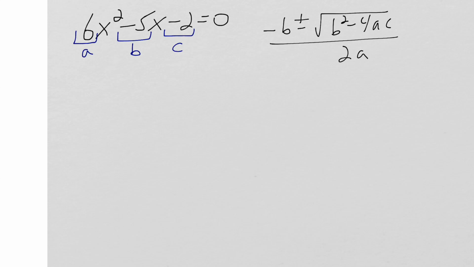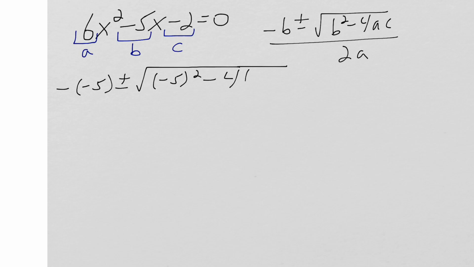We get the negative of b, which would actually be the negative of a negative 5. That's going to turn into a positive in a minute. Plus or minus the square root of b squared, which would be the negative 5 squared. And then minus 4 times a, which is 6, times c, which is negative 2. Keep making that radical bigger. And that's all over 2 times a, or 2 times 6.